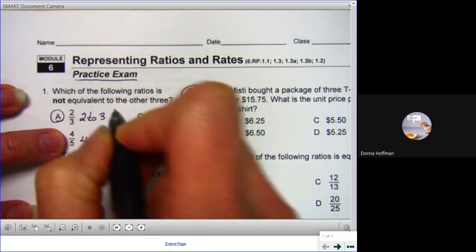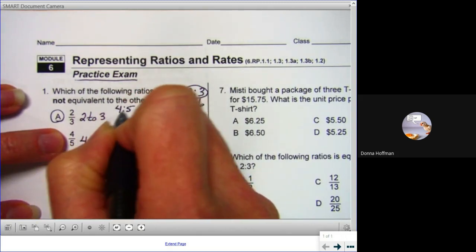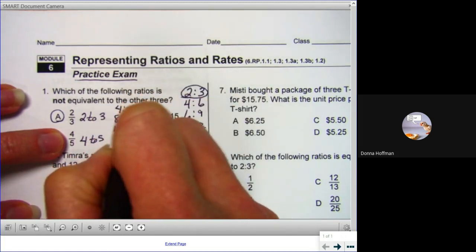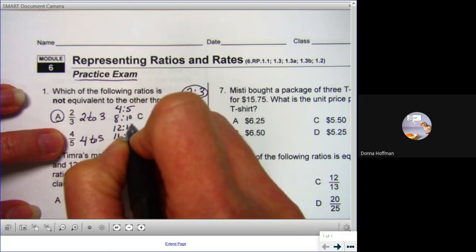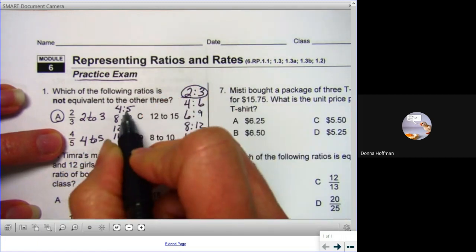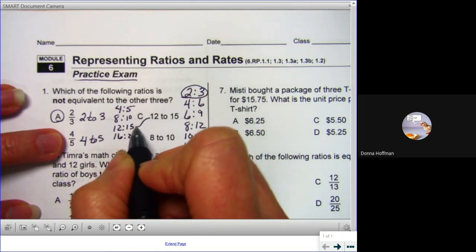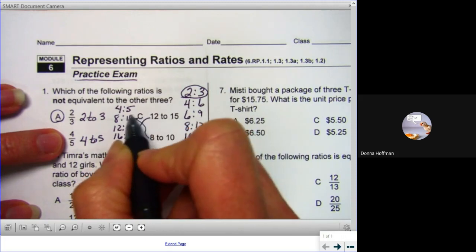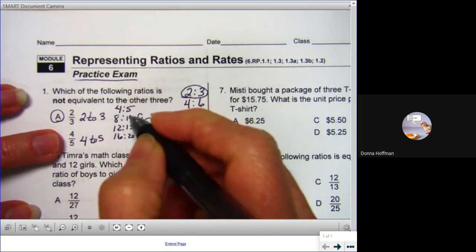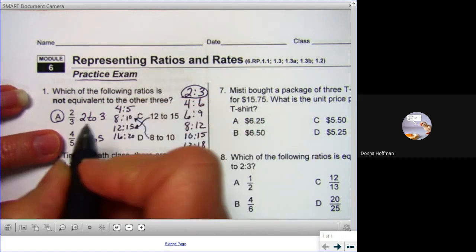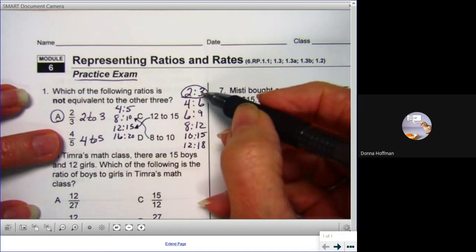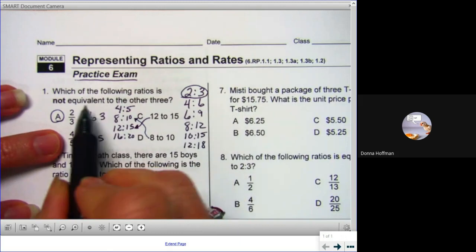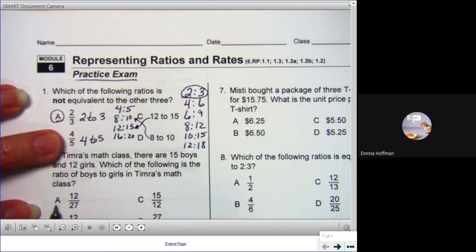4 to 5 is my smallest one. So let's skip count 4, 8, 12, 16, and 5, 10, 15, and 20. Let's see. Do we have a 12 to 15? Yes, right there. Do we have an 8 to 10? Yes, right there. So 4 to 5, 12 to 15, and 8 to 10, they are all equivalent to each other. The one that does not match is the 2 to 3. When I skip count by the 2 to 3 ratio, I don't ever run into these ratios here. So that's why 2 to 3 is not equivalent to the other three ratios.